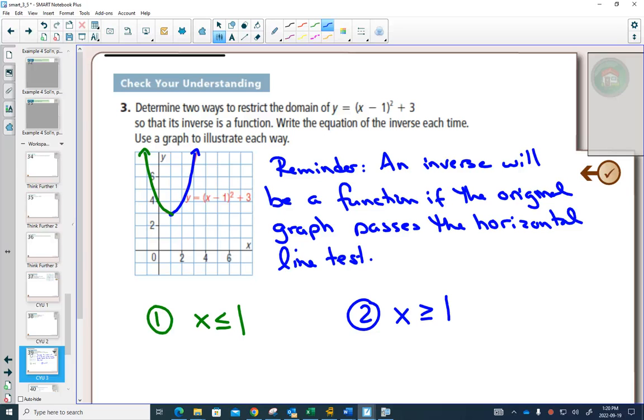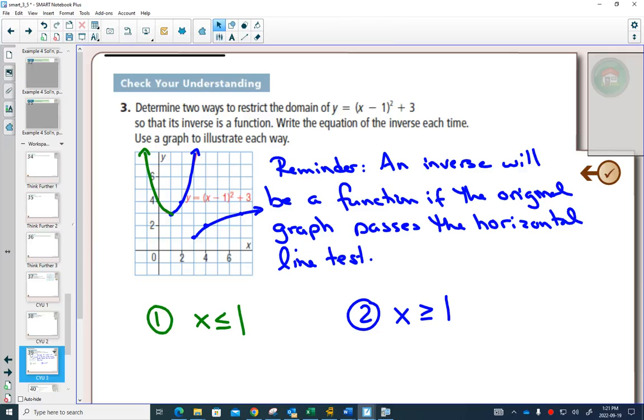If I took the blue part and I took points on the blue part, can you see that the vertex is at 1, 3? So the inverse would be at 3, 1. I have this point here at 2, 4. That would give me 4, 2. And finally, I have 3, 7. So I would have 7, 3. That is the inverse of the blue section.